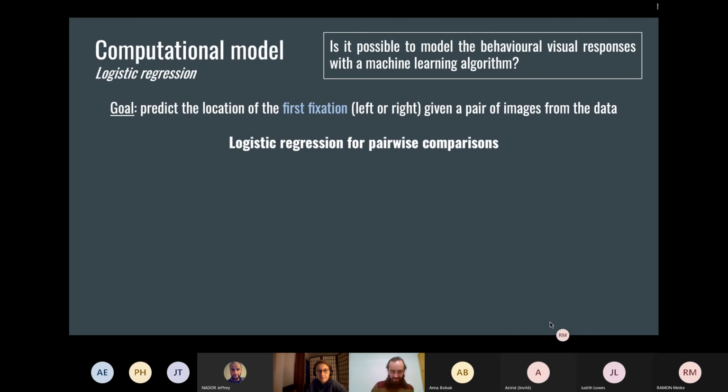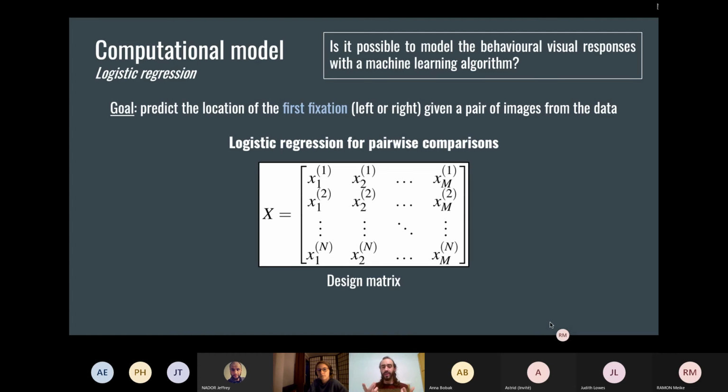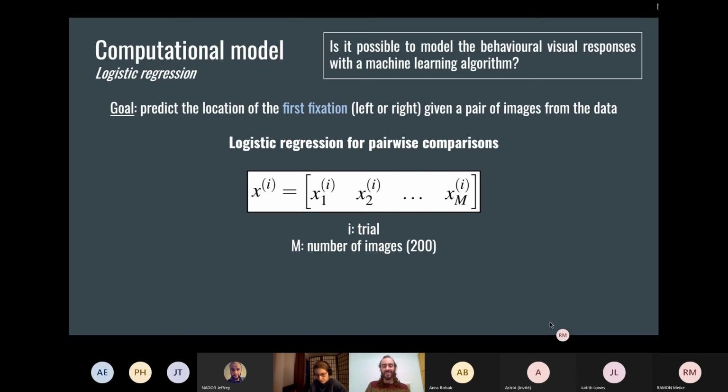Go to the next, please. We have the specific case for this. Logistic regression can be used with very complex input data, the features, and in this case we always have only two images. So we have this design matrix, and then it becomes much simpler. So for one trial, and because we have 200 images, that's one row of the whole matrix. We have 200 images, so we have 200 entries in this vector.